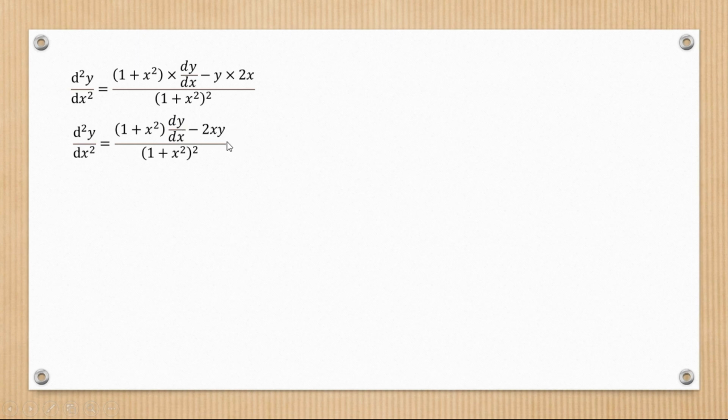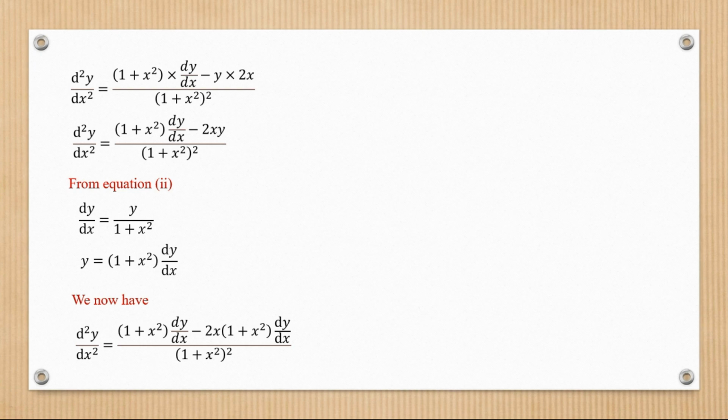Now what I actually see in my final proof is that the y values are all eliminated. So that means I have to find a way of eliminating this y value. So good enough, from equation 2, I can see that dy dx is equal to y over 1 plus x squared. So that means I can make y the subject and y shall be equal to bracket 1 plus x squared times dy dx. So when I plug that back in, I'll have it this way. Wherever there is a y, we're going to put in this value right there.